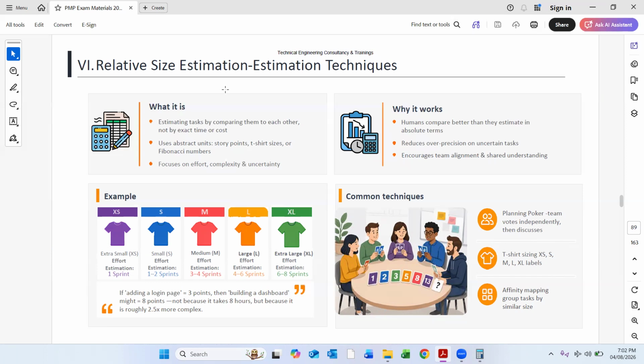Planning poker: the team votes independently, then discusses. What do you get from this? Because we are doing sprints, or some relative estimation, this is just relative size estimation.